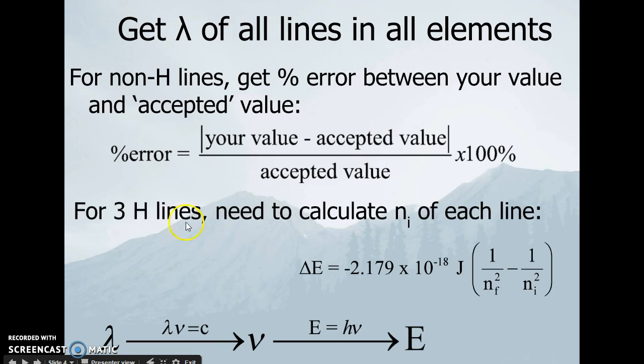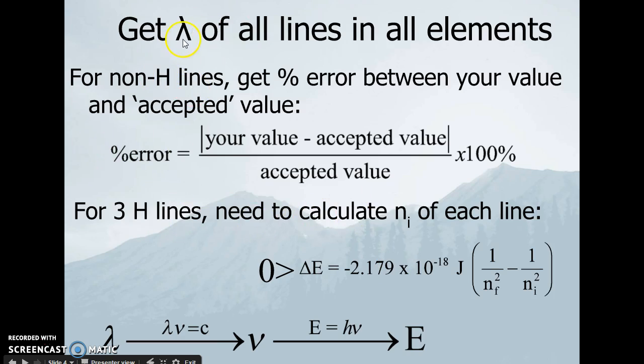For the hydrogen lines, so there are 3 hydrogen lines that you have, you need to actually calculate the initial n value. So for hydrogen, remember, we have this equation that relates the energy of a particular photon and the initial and final n states of that transition. For this experiment, n final is equal to 2. So that means all of the lines that you see are from some higher energy state coming down to n equal 2. So nf is equal to 2 in this experiment.